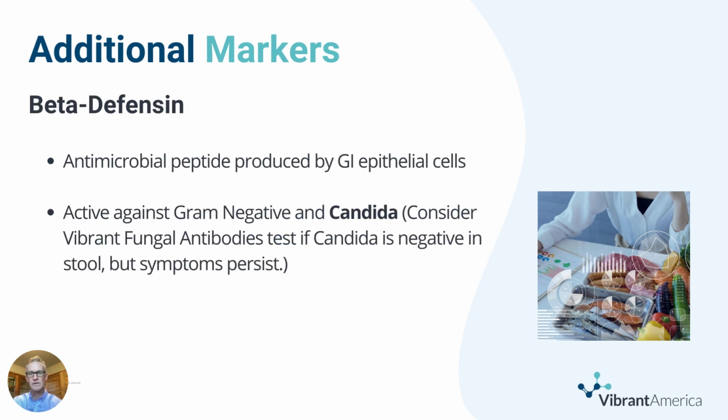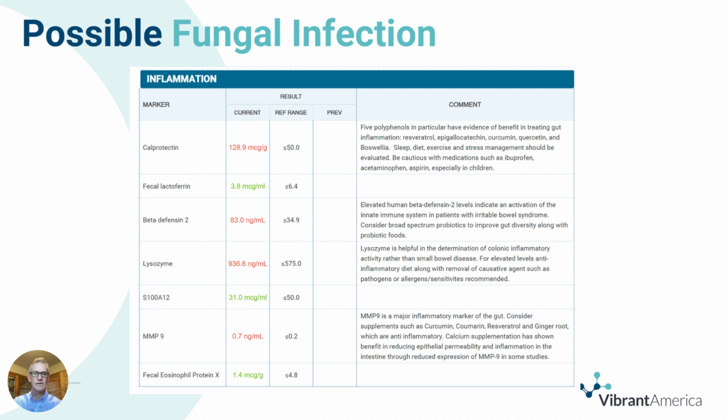Now, another marker is beta defensin. This is an antimicrobial peptide produced by the GI epithelial cells. Beta defensin goes after gram-negative bacteria and Candida. So again, if you've got a handful of these markers on this test, and let's say we didn't actually detect any Candida, which is entirely plausible, there's a lot of different reasons for that I'll go into momentarily. But if you're seeing these markers and you have a high clinical suspicion of fungal overgrowth or Candida infection, then you can run one of the additional tests, such as the fungal antibodies, and that will also help you pin down that diagnosis.